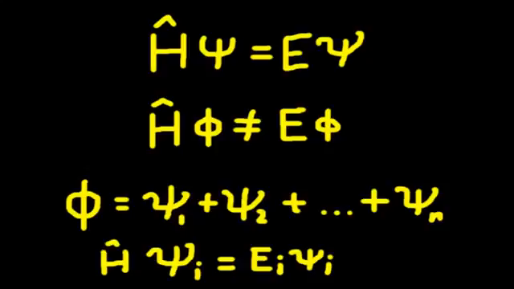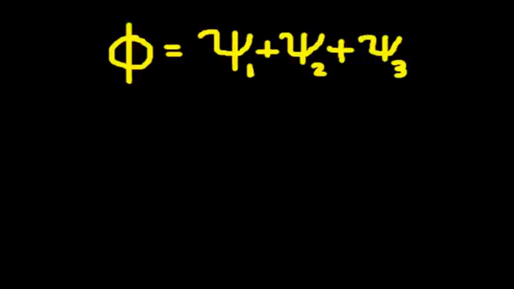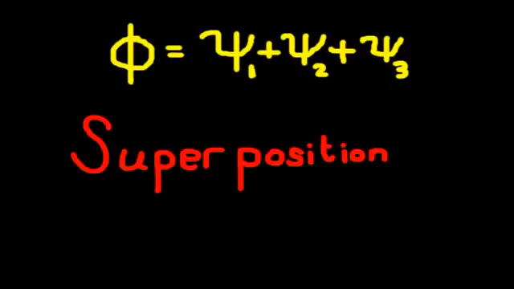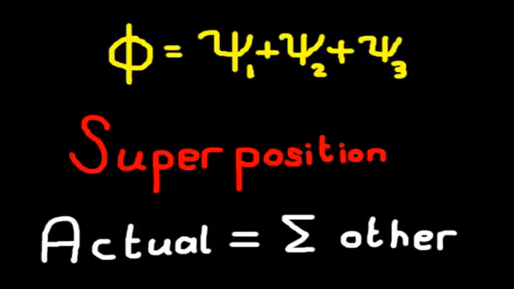We construct a state from eigenfunctions by taking the sum of these eigenfunctions, any particular sum you would possibly want. For example, let's consider psi equal to phi1 plus phi2 plus phi3. This is a process known as superposition, a fancy name, and this will be what we will talk most about in this video. Basically, the actual state, psi, is the sum of other states, phi.